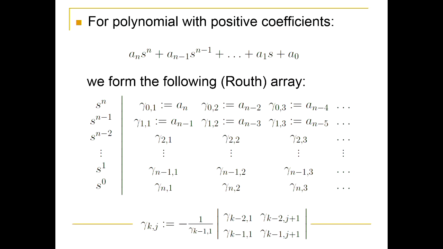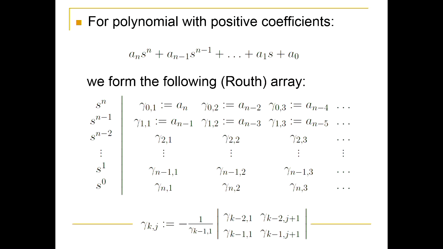So how do you populate the first two rows? Look, the first coefficient here, you just copy an from the polynomial and write it down. You just take the highest coefficient in the polynomial. Then you skip one coefficient, so this is an minus 2. You keep going, skipping one coefficient at a time. When you run out of coefficients, if you still need something, you put 0.